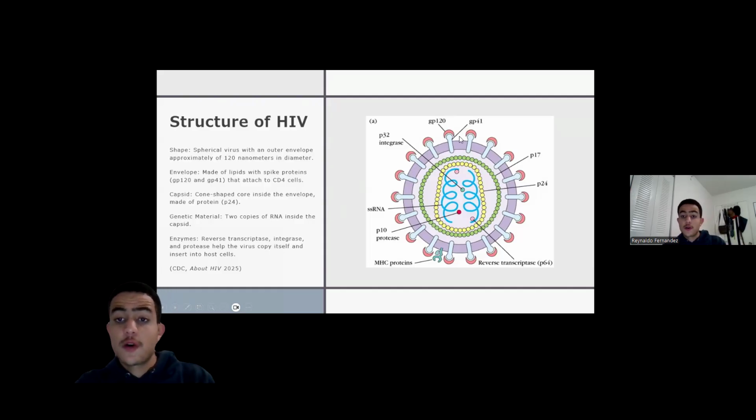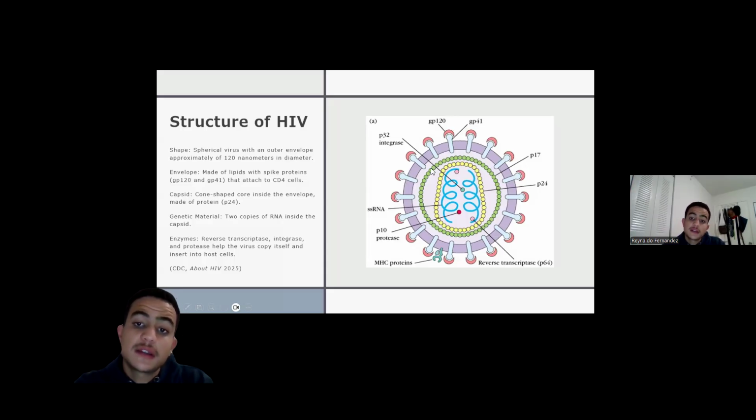These attach to the CD4 cell receptor, and then from there the infection continues, and the virus enters into a cell. A key thing to point out, which I will show in later slides, is that the spike proteins that we see here in pink are different for each strand of HIV. We're not going to have the same type of spike proteins in each strand of HIV. We're going to have different types of spike proteins.